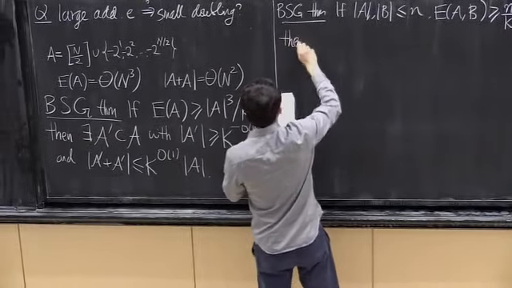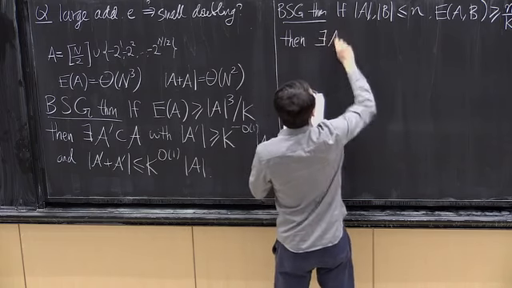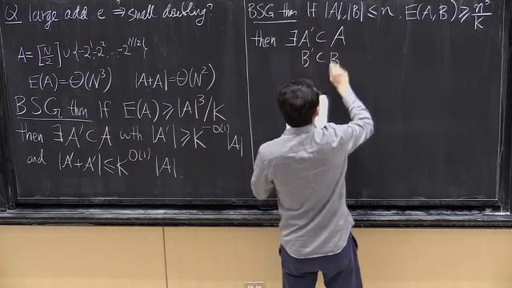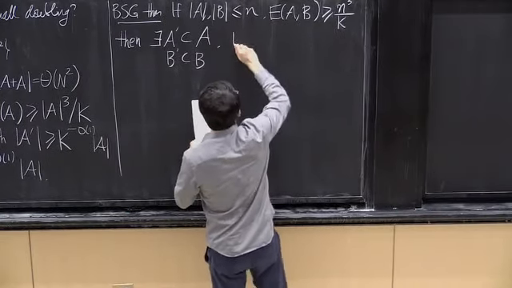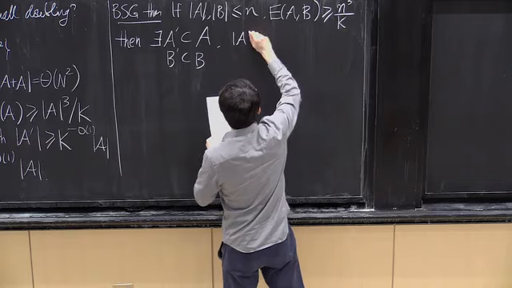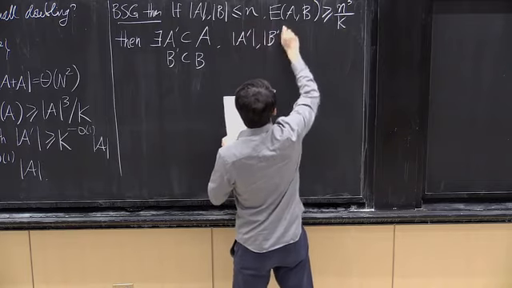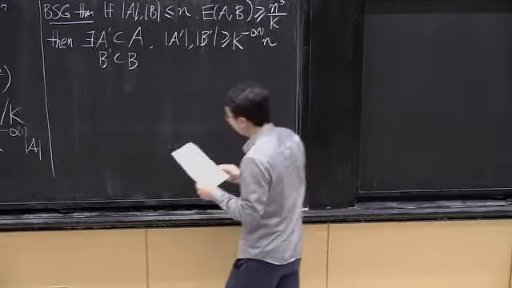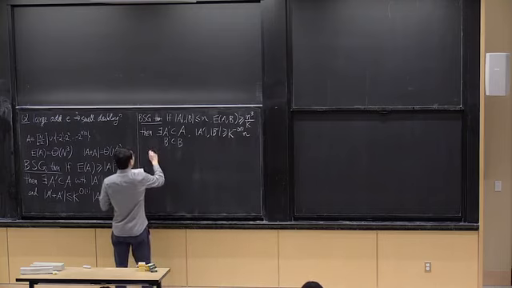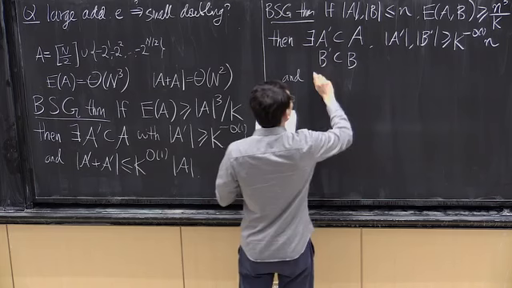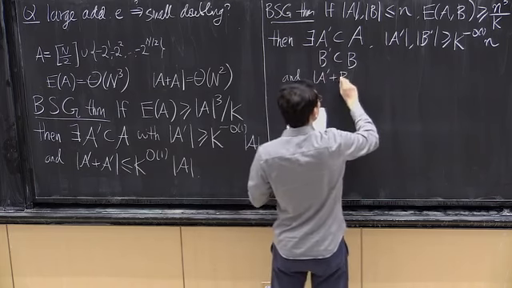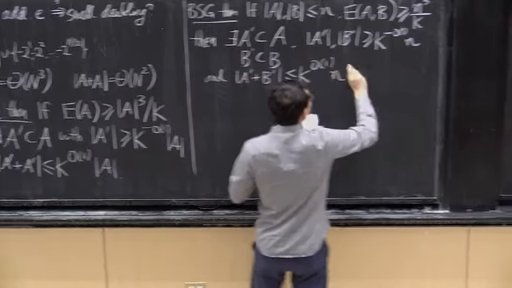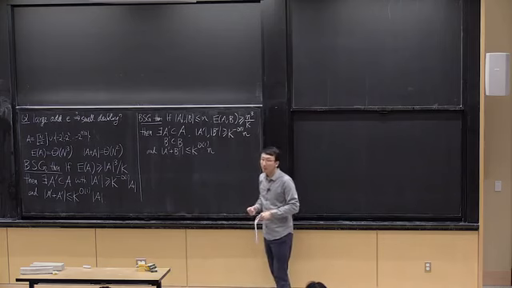Then there exist subsets A prime of A, B prime of B, such that both A prime and B prime are large fractions of their parent set, and such that A prime plus B prime is not too much bigger than n.